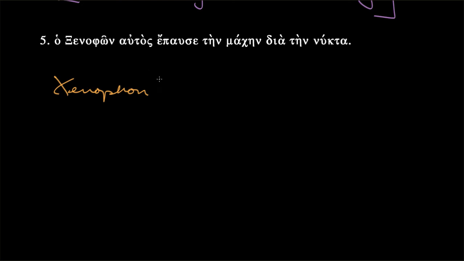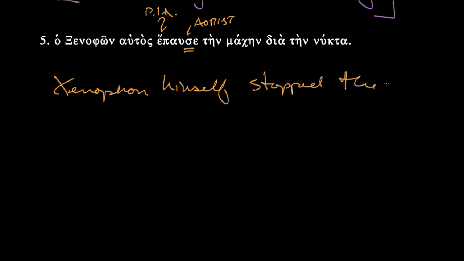Xenophon followed by autos, himself, as we just saw a few minutes ago. Xenophon himself epause. Sigma, that's indicative of something. Well, it is the indicative mood. Epause has the past indicative augment, so this is past tense, and this tells us it's aorist, as does the ending. So Xenophon himself stopped. And what did he stop? The battle. Tein maken. Good, accusative, singular, feminine.